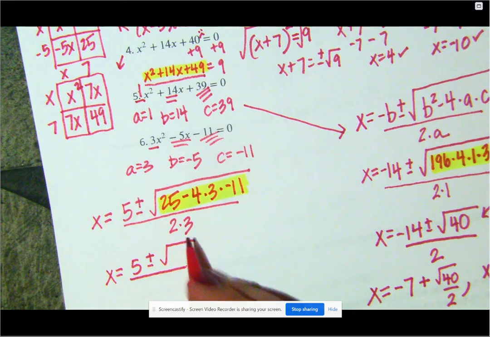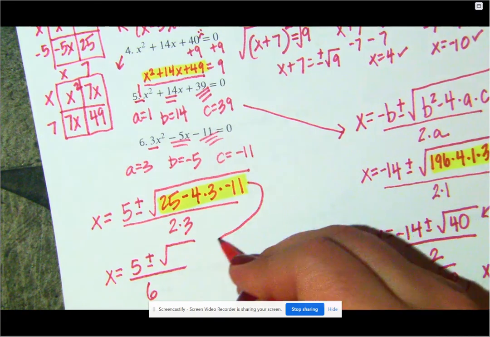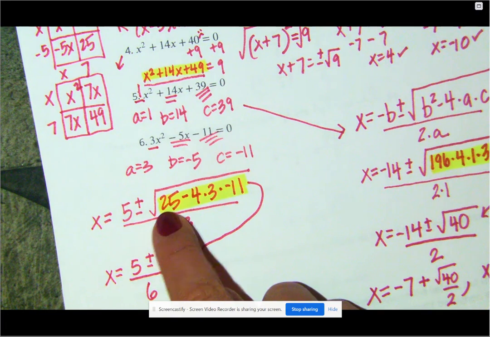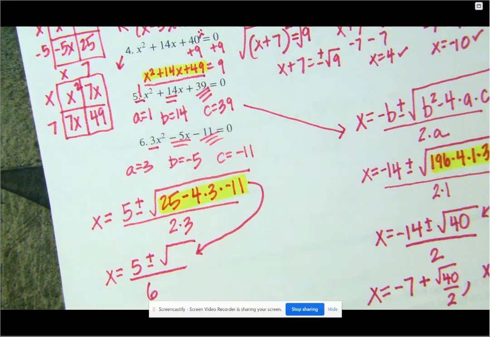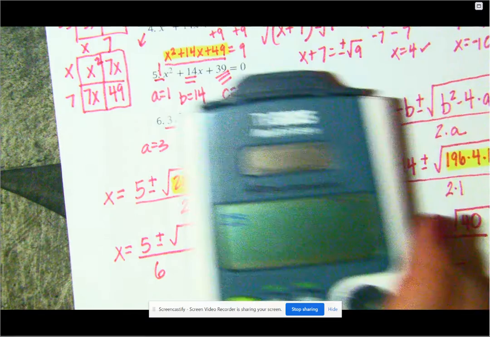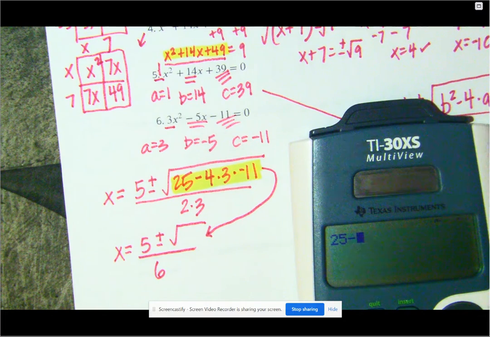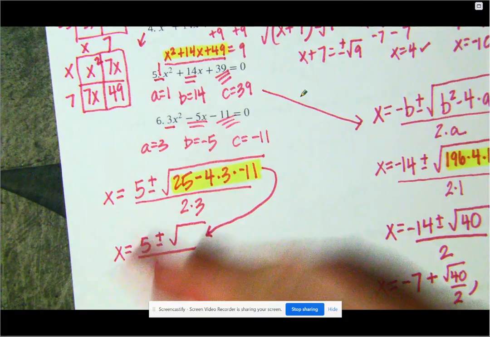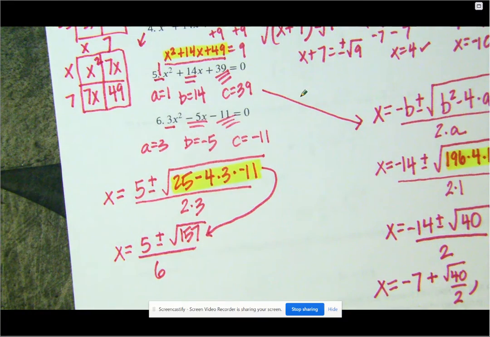X equals, I'm going to get it ready, 5 plus or minus, and you can go ahead and do the bottom right now. 2 times 3 is 6. What do I get when I type that yellow line into my calculator? I mean, you could try to do that in your head. You have to do 25 minus whatever you get from multiplying those. I'm just going to use a calculator. 25 minus 4 times 3 times -11. 157. Does 157 have a square root? No. So you're leaving it.